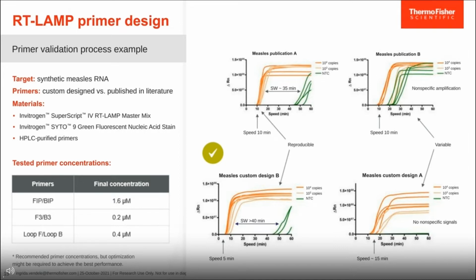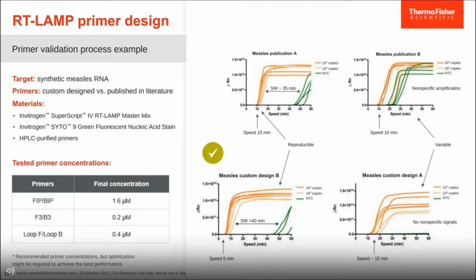At the bottom, custom designed primers are compared, and even though they are custom designed, they do not show equal performance. So on the right, design A, even though it doesn't show non-specific signal, the reproducibility is poor, variability is high, technical replicates are spread out from 10 to 20 minutes. While on the left, we have a speed of just 5 minutes, technical replicates overlay each other, and specificity window is the longest, about 40 minutes.